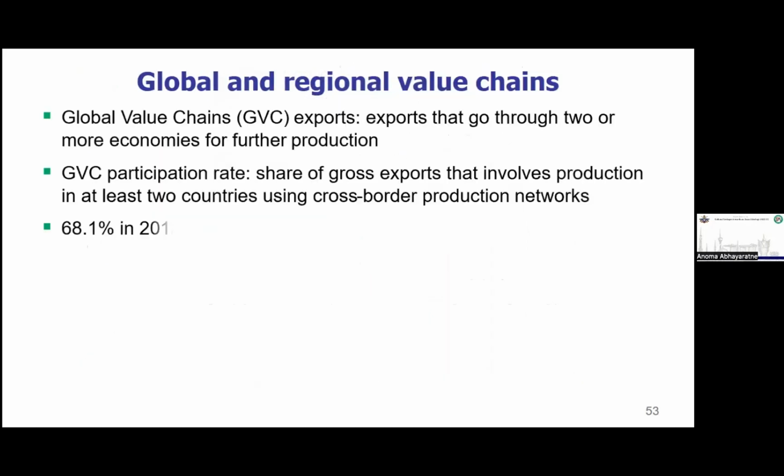Global and regional value chains are very important in the world economy, the current economy. Global value chains means that the products that we export go through a number of countries for further production before going to the market. For example, if we take the Toyota company, they do the designing and planning in Japan. Parts of the cars are produced in a number of different countries. It could be Malaysia or Bangladesh or some other countries, Philippines. Then they are assembled into cars in one country. They are distributed by another country. Marketing is done by another country.